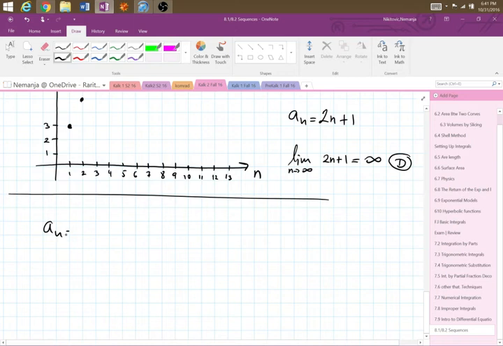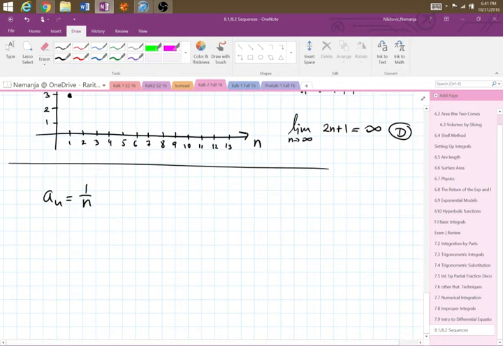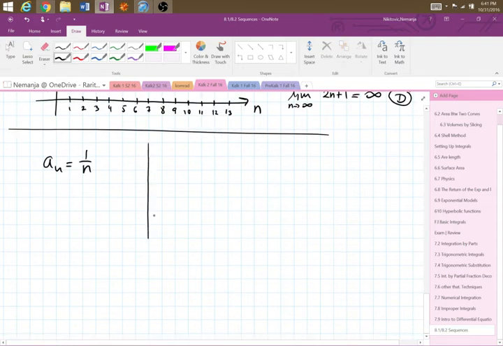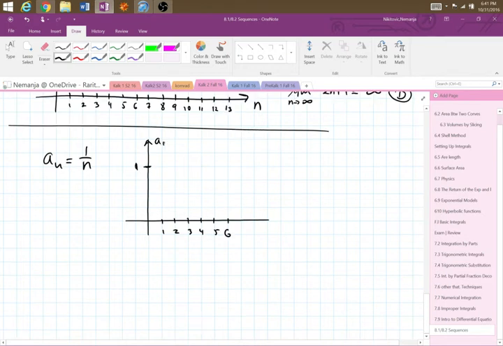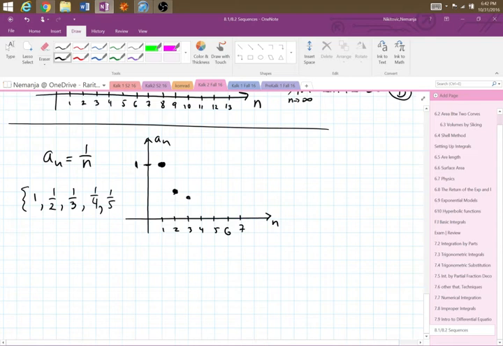How about this one? a_n is equal to 1 over n, right? So we have a graph for that. And I will use 4 squares as number 1. So as we figure out the values, 1 over n, it will be 1, and then a half, and then when you plug in 3, a third, 4, a fourth, 1/5. So 1, half, third, fourth, fifth.